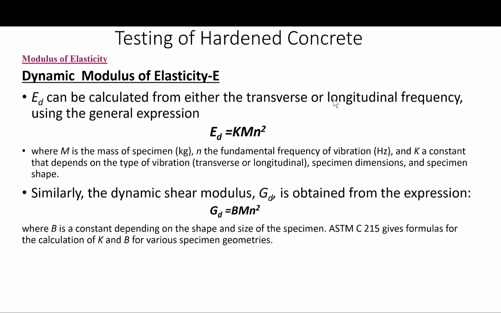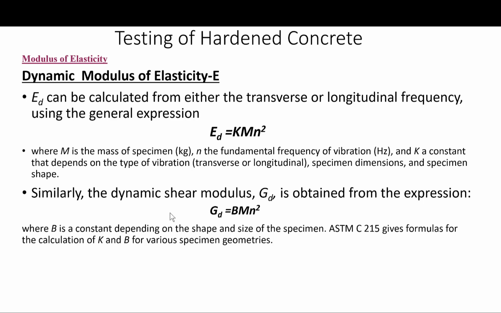Similarly, the dynamic shear modulus, G sub d, is obtained from the expression shown here, which is equal to B times M n squared. B is the constant dependent on the shape and size of the specimen. The ASTM C215 basically gives formulas for the calculation of K and B for various specimen geometries, if you need to actually refer to that. So these are straightforward equations.